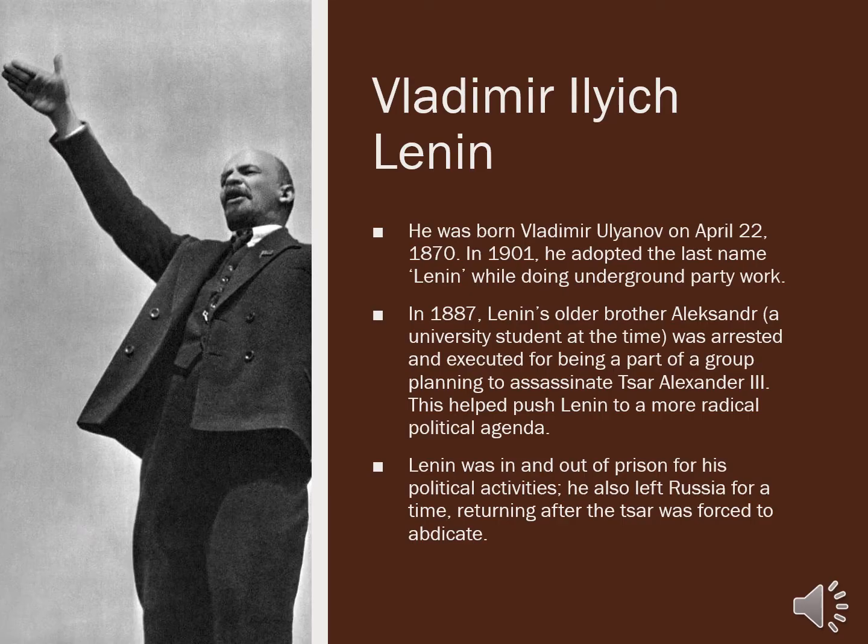Okay, so Vladimir Ilyich Lenin was actually born Vladimir Ilyich Ulyanov in April of 1870. In 1901, he took a new name, Lenin, because he was doing party work, and the Communist Party had been outlawed, and he didn't want what was left of his family to get in trouble. And what urged him to do that was when he was 17 years old, his older brother Alexander, a university student, was arrested and tried and executed for being part of a group that had plotted to assassinate the Tsar, Alexander III.